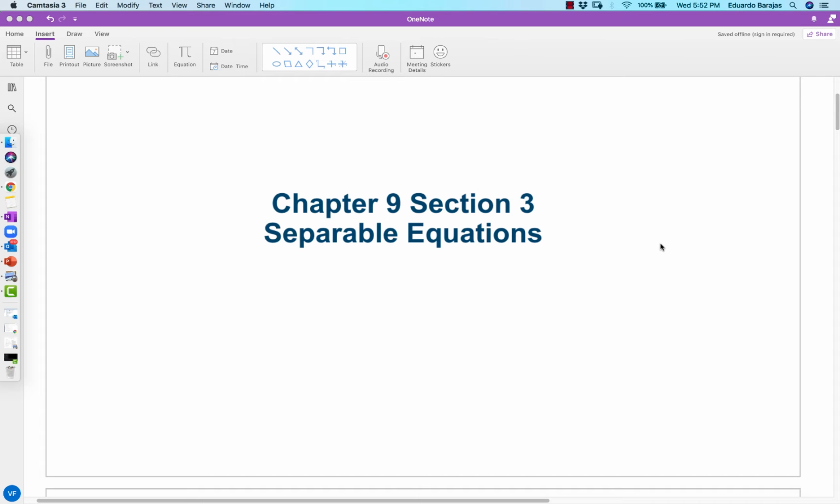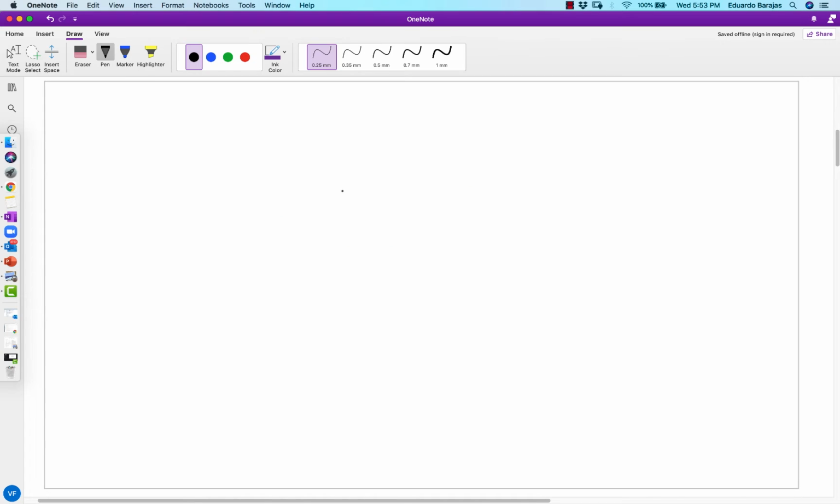Okay, Chapter 9, Section 3, Separable Equations. This chapter deals with differential equations. So let's take a second to think about what differential equations are, and then we'll come back and revisit specifically what separable equations are and how we can do the questions in this section.